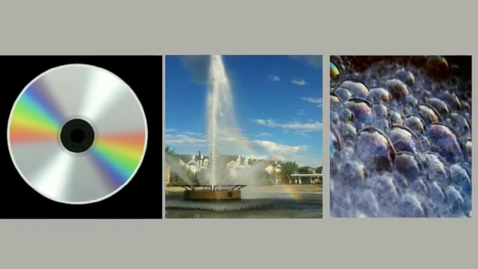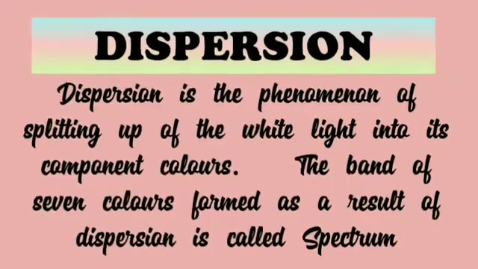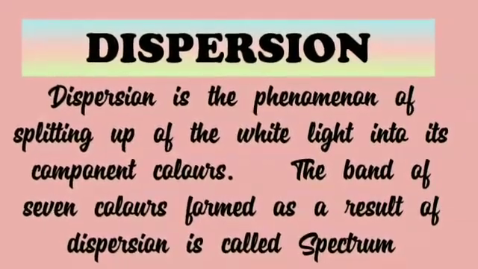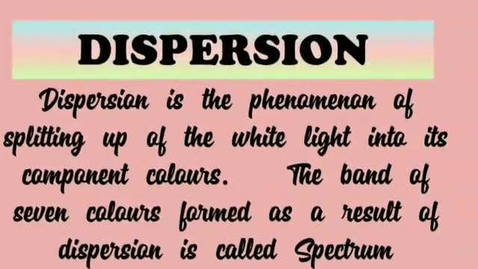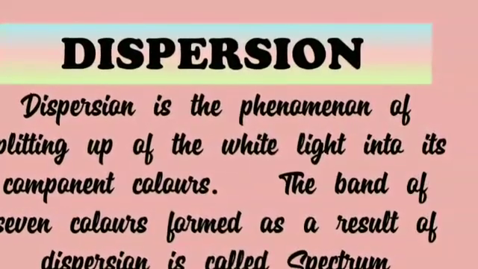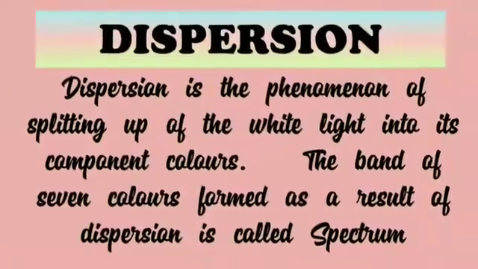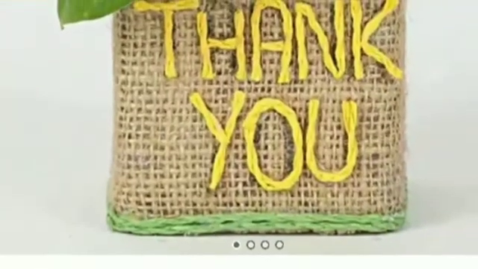So in this module we were discussing the dispersion of light, and we can define dispersion as the phenomenon of splitting up of white light into its component colors. The band of 7 colors obtained as a result of dispersion is called the spectrum.